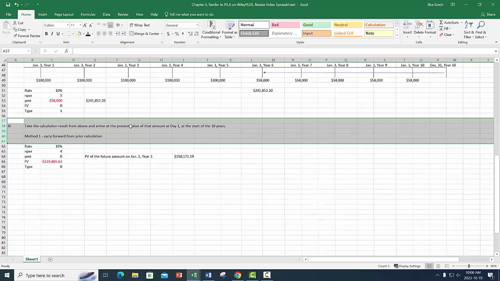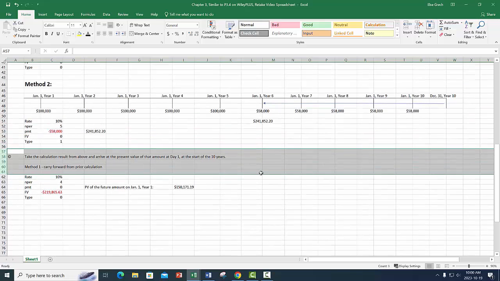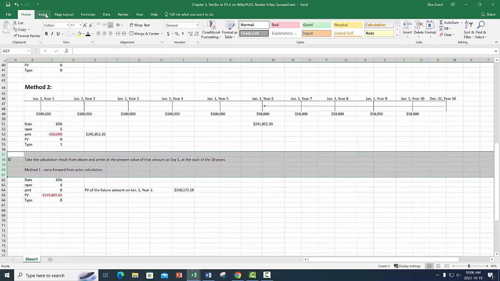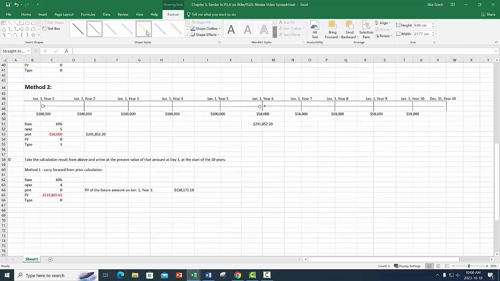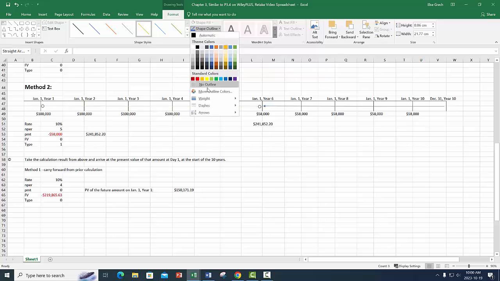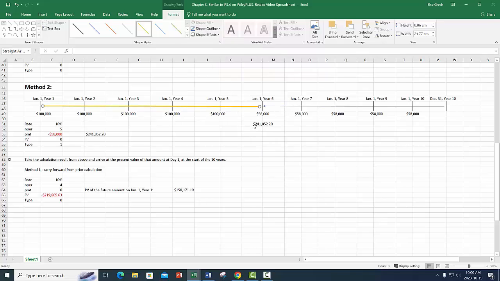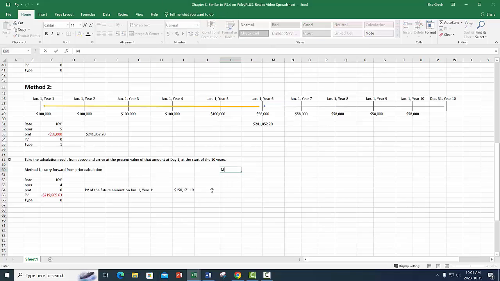Take the calculation from above and then present value it to day one. If I take my calculation from day one, then I'm going to present value this amount all this way. And let's change this color. I'm going to present value this amount 1, 2, 3, 4, 5 periods. So under method 2, and I think I'll put it over here.